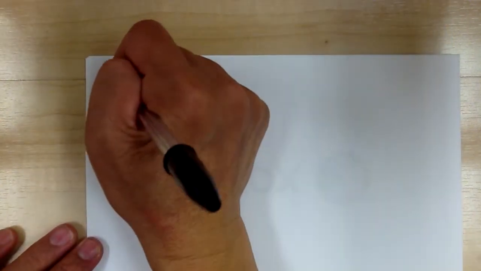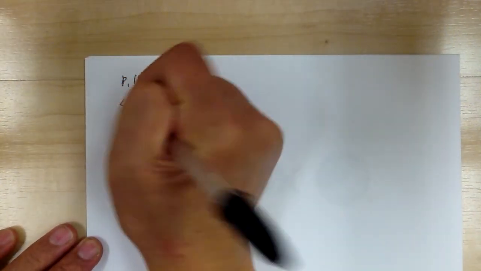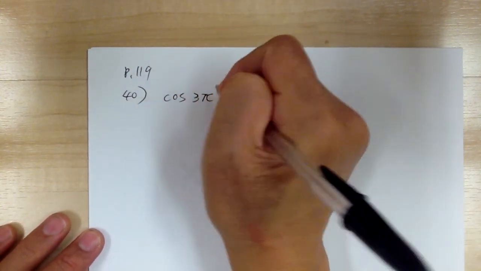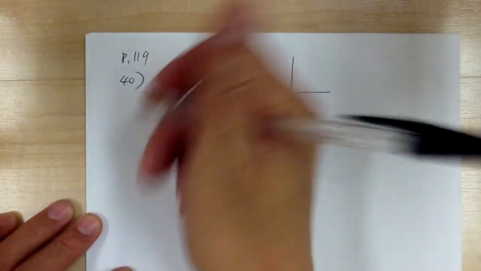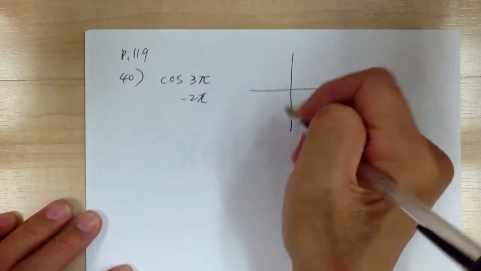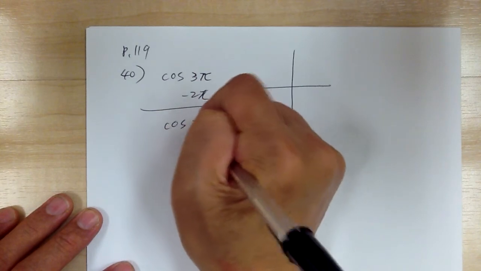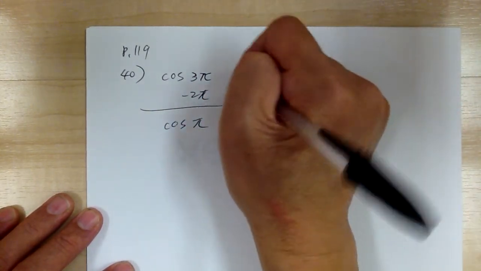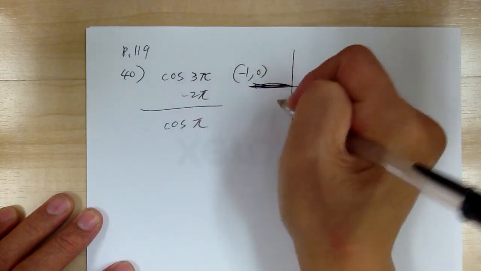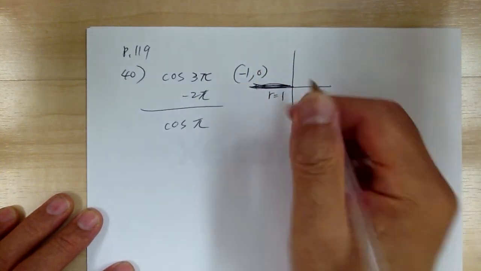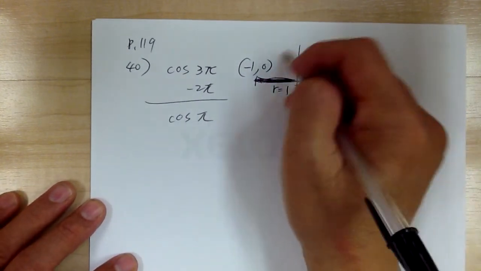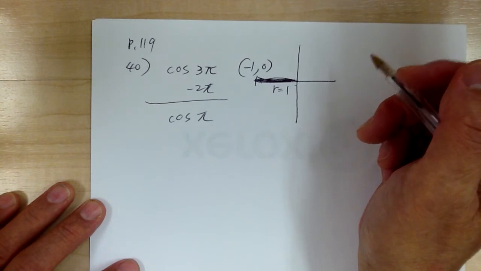Okay, let's do number 40. You have cosine of 3 pi. Again, if the number is too big, you can always subtract 2 pi. You keep going around the circle, so you're going to get cosine of pi. So from here, cosine of pi is going to be right over here. So the coordinate would be negative 1, comma 0, and the radius is 1. Again, radius is your length. You always use 1 as your length for the circle.